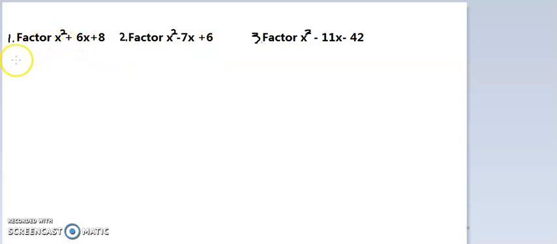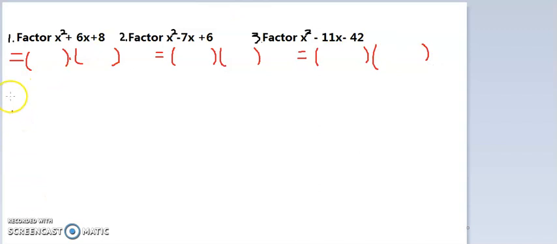Whenever we have this type, the way we're going to do it is first just draw a 2 by 2 box. Let me move the box down a little bit so we can put the answer there. What the question is trying to figure out is, what times what is equal to x squared plus 6x plus 8, and the second is what times what is equal to x squared minus 7x plus 6, and the third one is trying to figure out what times what is equal to x squared minus 11x minus 42.